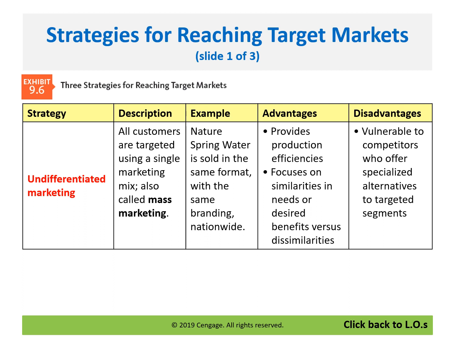Undifferentiated marketing. Description: all customers are targeted using a single marketing mix. This is also called mass marketing. Example: Nature Spring Water is sold in the same format with the same branding nationwide.